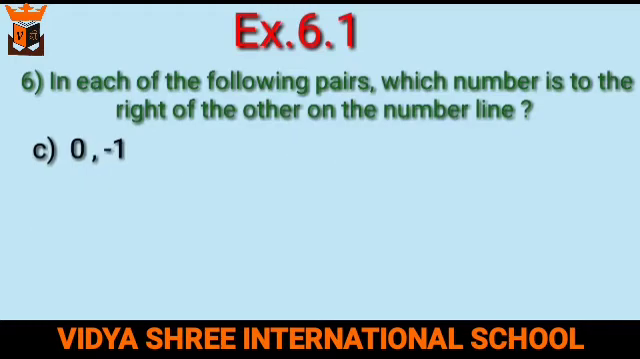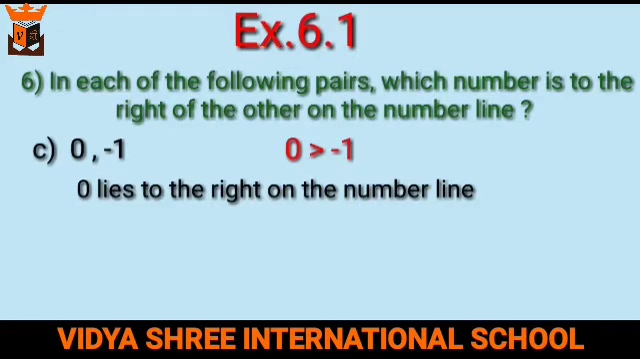C part is 0 and minus 1. Here 0 lies to the right on the number line as 0 is greater than minus 1.